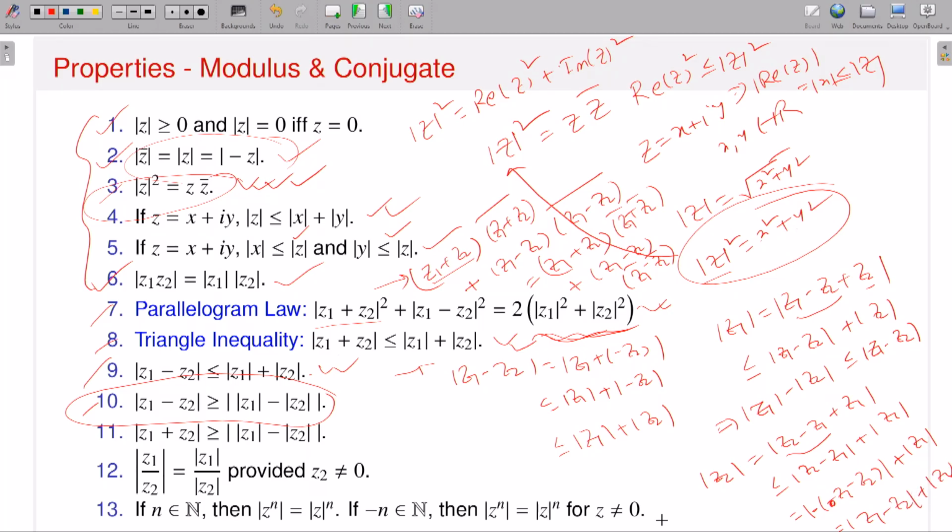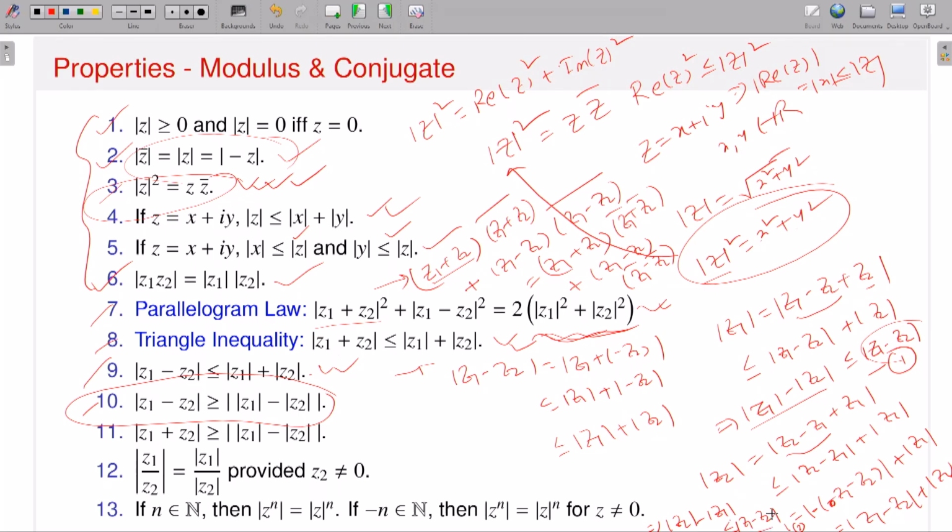Now you take it back, so what will happen? This should be modulus of z2 minus modulus of z1, which is less than or equal to modulus of z1 minus z2. Now this is 1 and this is 2. Now look at equations 1 and 2. The first equation says that modulus of z1 minus modulus of z2 is dominated by modulus of z1 minus z2. And what is the second one? Modulus of z2 minus modulus of z1. So that means this is also dominated by modulus of z1 minus z2.